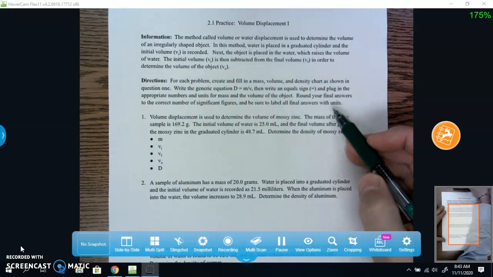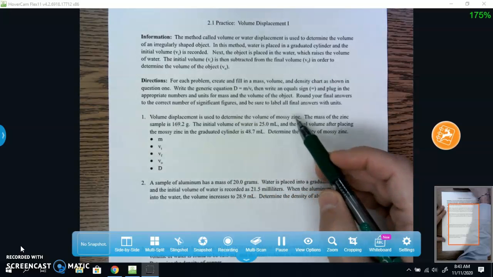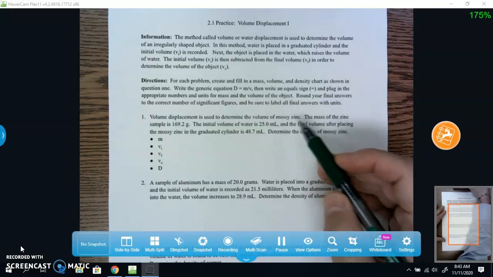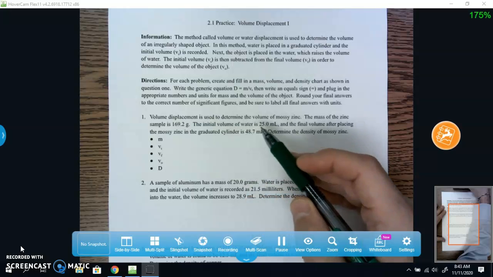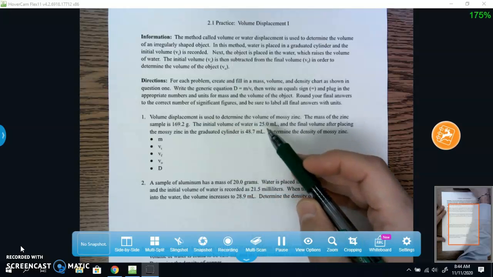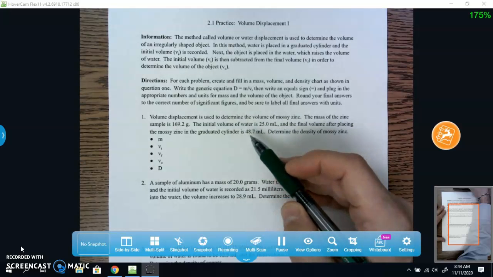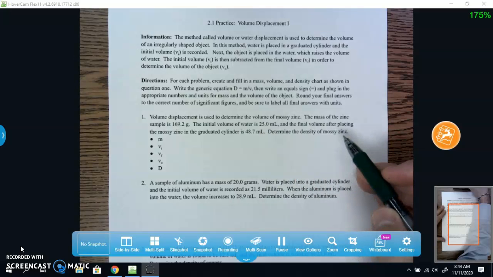Okay, here's question number 1. Volume displacement is used to determine the volume of Mossy zinc. Mossy zinc, when it's made in a chemical processing plant, often is in this form called Mossy zinc. It looks like big lumps of metal that are irregularly shaped. The mass of the zinc sample is 169.2 grams. The initial volume of water in the graduated cylinder is 25.0 mL, and the final volume after placing the Mossy zinc in the graduated cylinder is 48.7 mL. We are asked to determine the density of Mossy zinc.